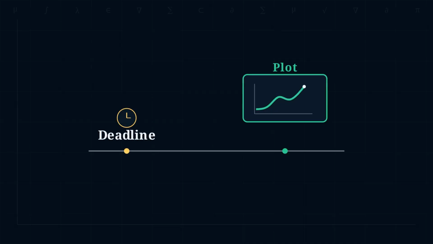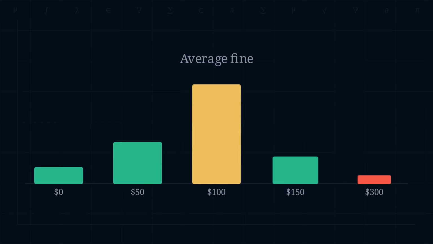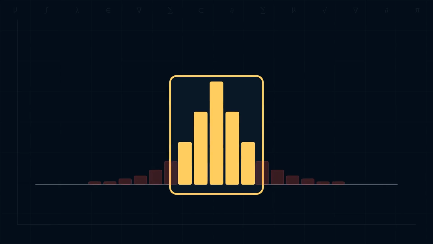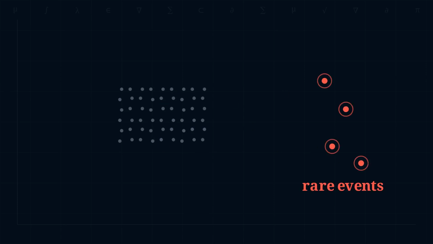You pull up a plot for a deadline, glance at the tallest bar, declare the average is fine, and move on with a plan that quietly ignores long tails, subgroups, and rare but costly events.